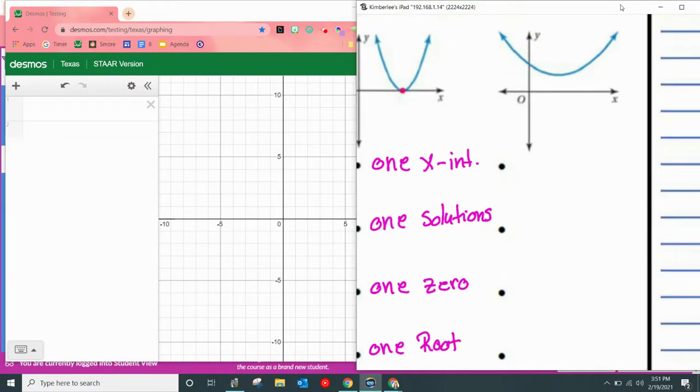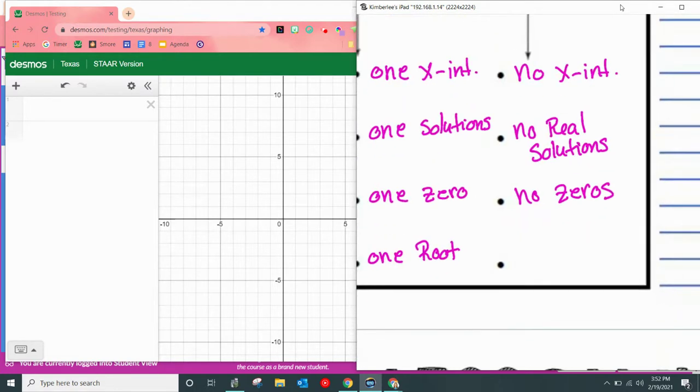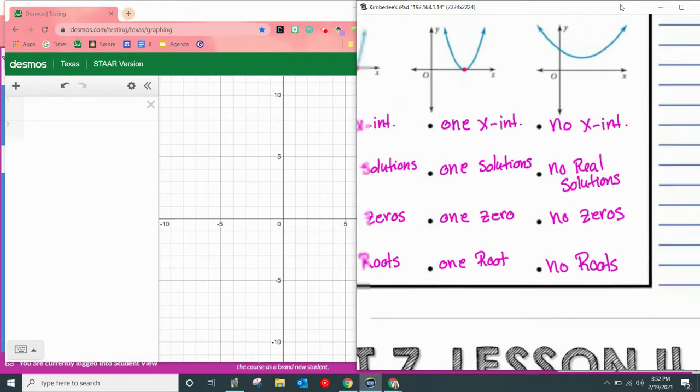Okay, well look at this one right here. Is it touching the x-axis at all? Notice how the arrows are going up, so it's not ever going to turn and go down. This thing is just a U shape that's going up. No, it never touches the x-axis. So this one we say has no x-intercepts. Therefore we would say it has no real solutions. So just keep that in mind. Then it has no zeros because it didn't cross the x-axis. And then it must have no roots. Well, we actually would say no real roots, but for our purposes, this is okay.